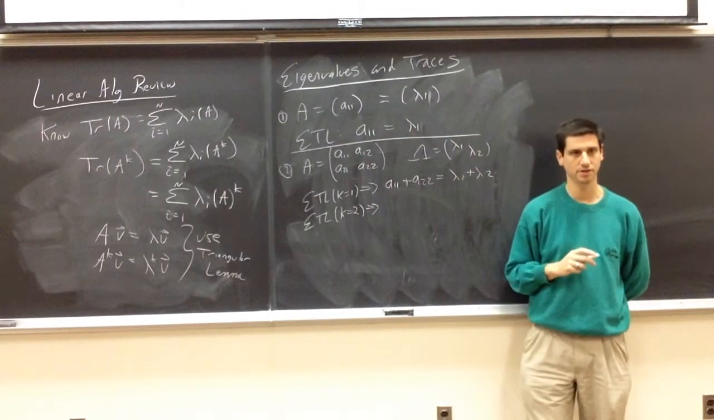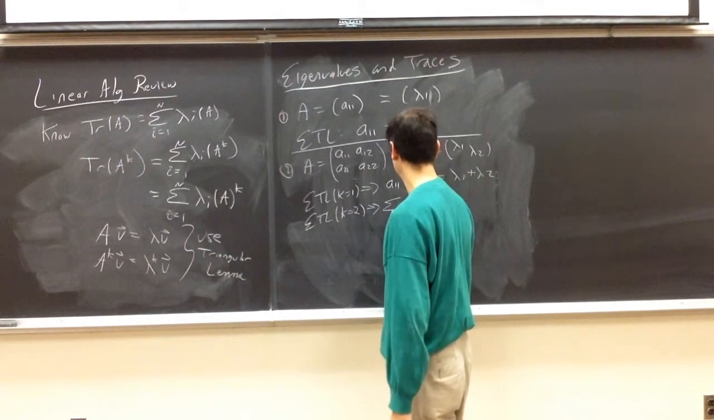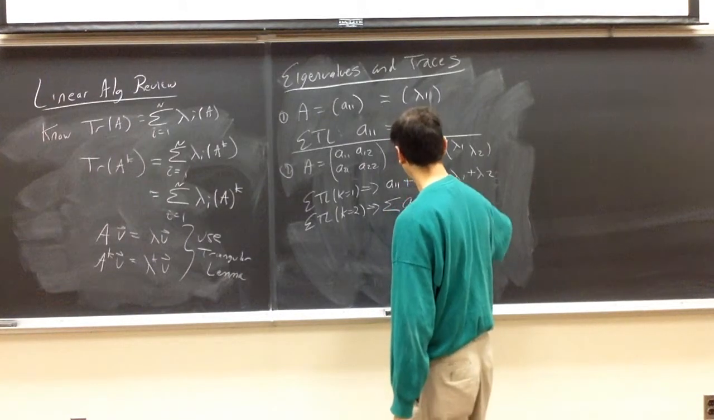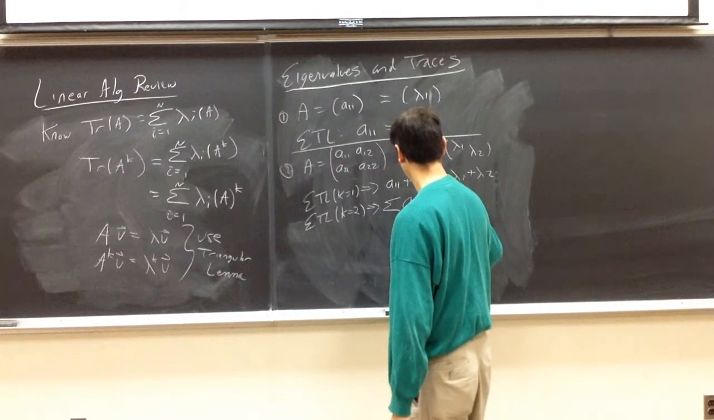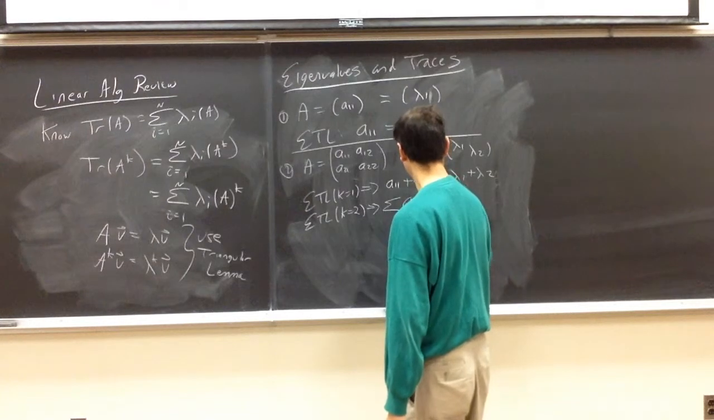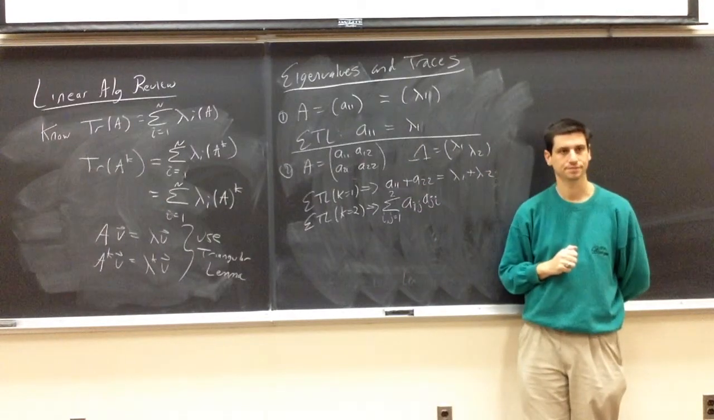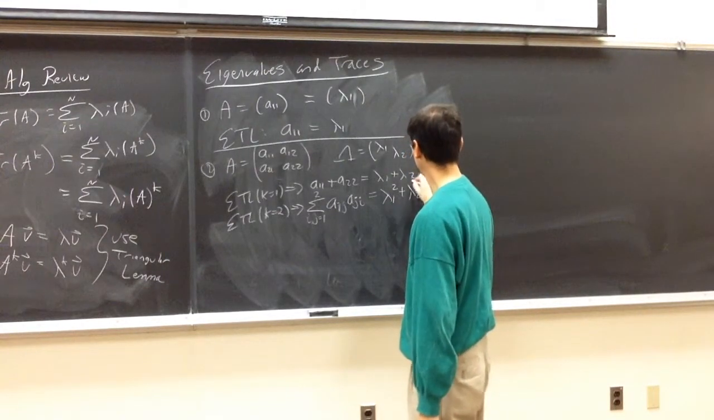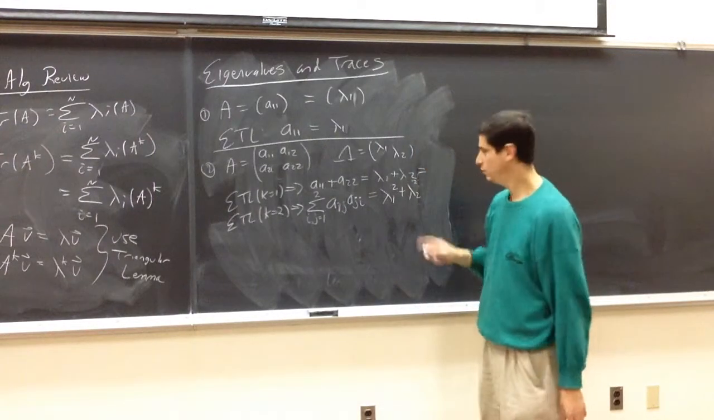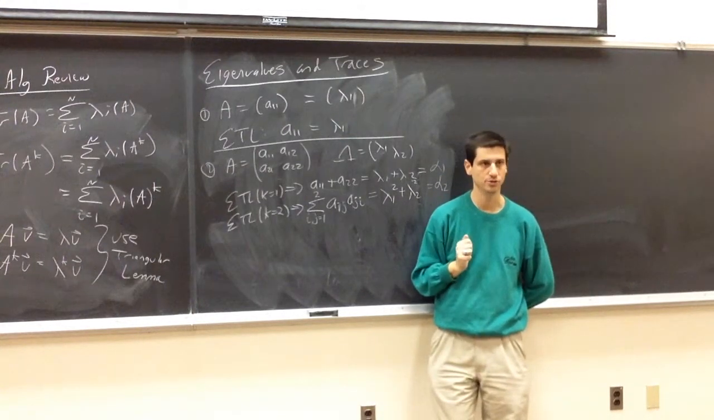now it's a little bit more complicated as to what we get. It'll be the sum of aij, aji, and this will be lambda 1 squared plus lambda 2 squared. If you want, just call this alpha 1, call this alpha 2. We have two equations and two unknowns.